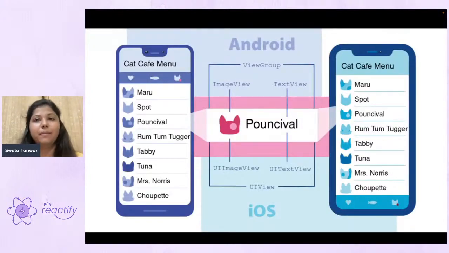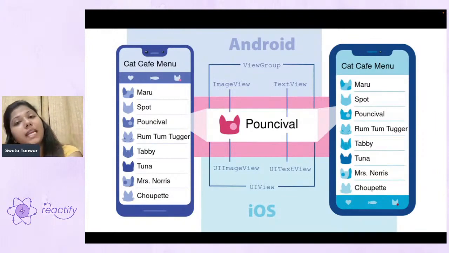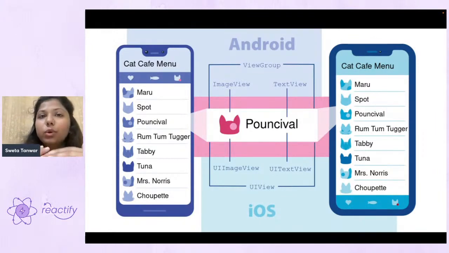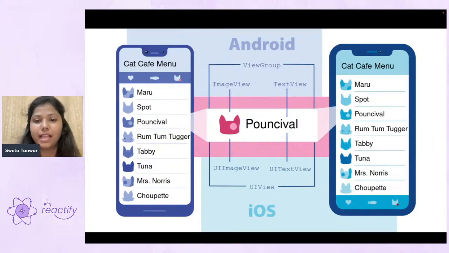So, for an example, here in the image, we have on the left side the Android device and on the right side the iOS device, where the core components of React Native are mapped to the native components, which is the view, being the core component of React Native, mapped to the ViewGroup of Android and the UIView of iOS.